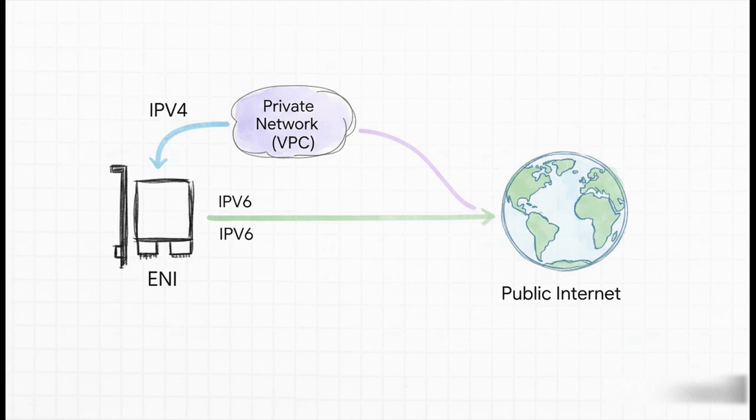And hey, this isn't just an IPv4 world. ENIs are totally future-proof because they have full support for IPv6. The key thing to know here is that IPv6 addresses are globally unique, so they don't need any of that translation mapping. When you assign an IPv6 address to an ENI, it is public and directly reachable on the internet right out of the box.